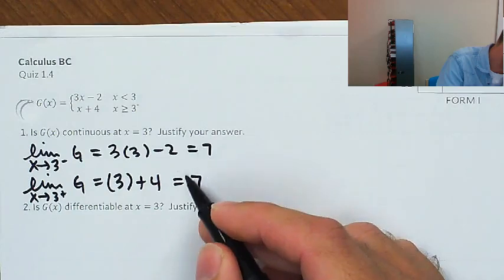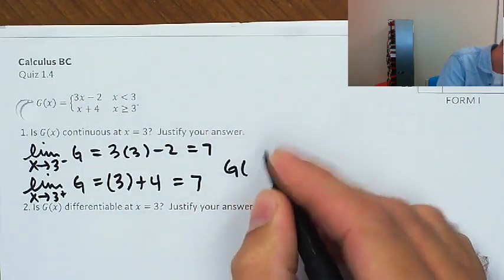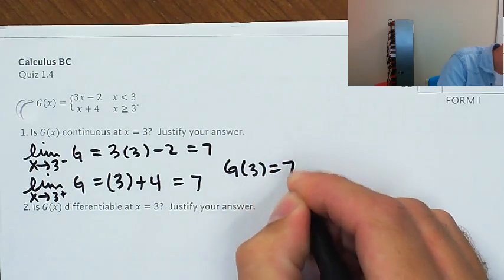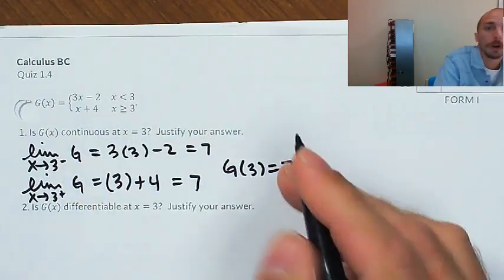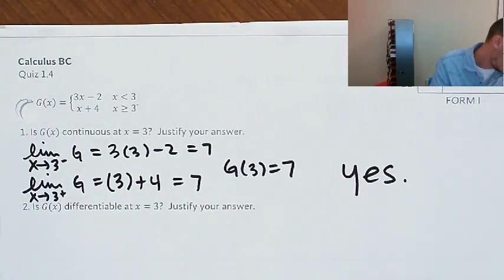Since the limit from the left is equal to the limit from the right is equal to the limit of the function, okay, because it's 3 plus 4, I'm going to say yes, it's continuous. Okay. But is g differentiable at x equals 3? That remains to be seen.